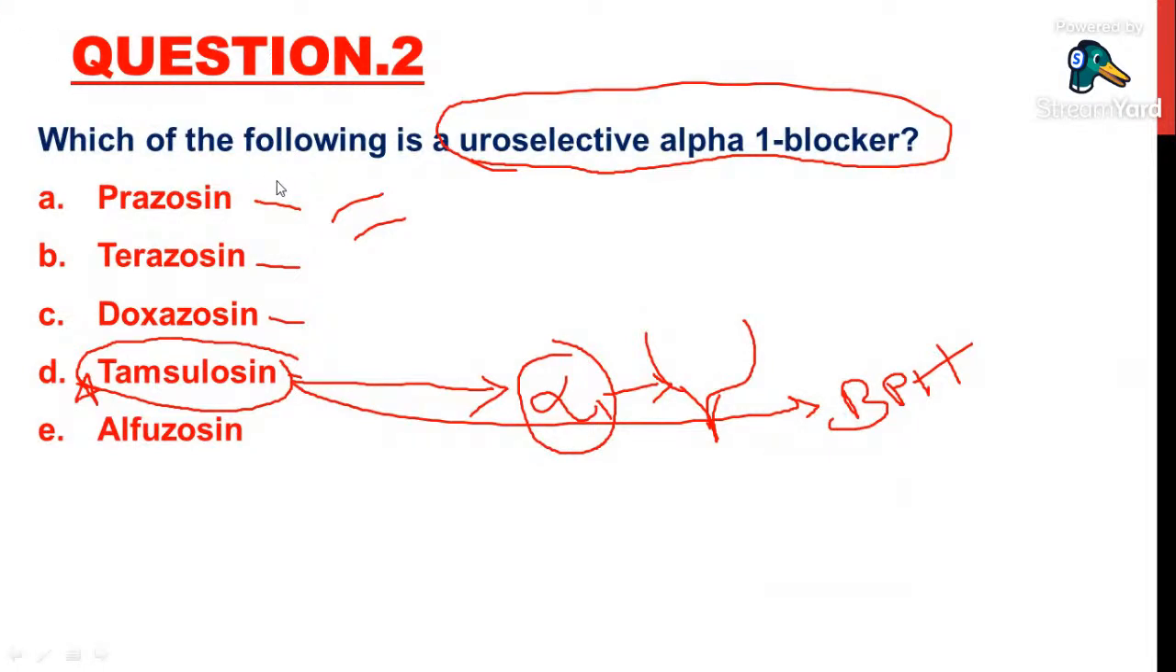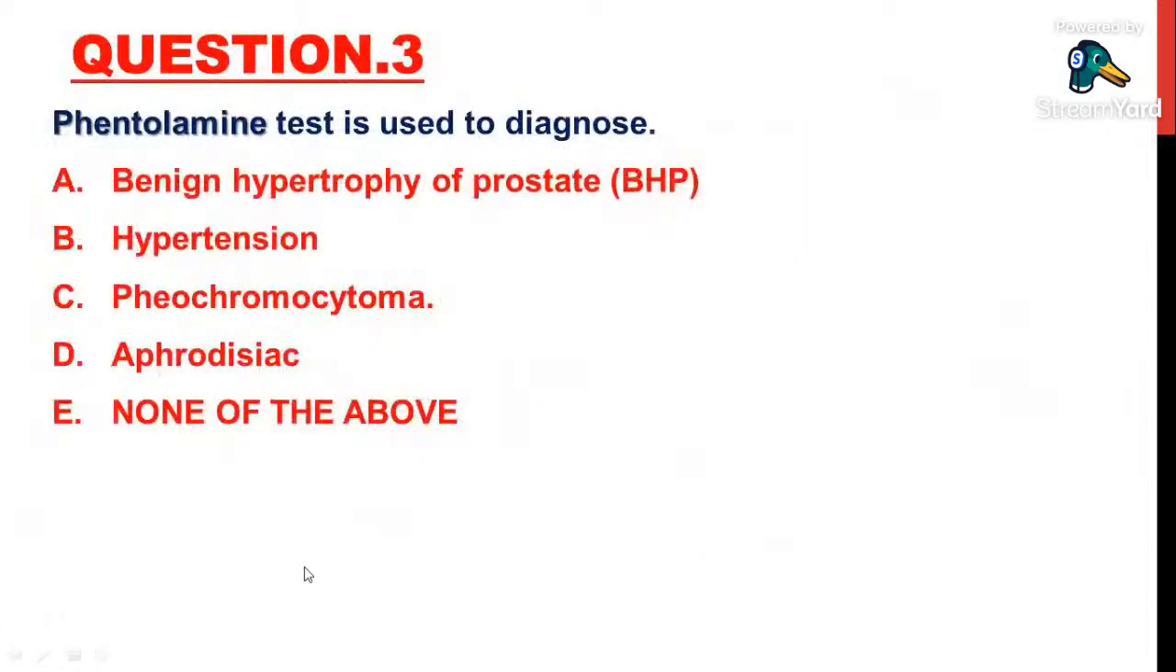Now the question is very simple. Among all the following alpha 1 blockers, which one of the following drugs is a uroselective alpha blocker? Among all these drugs, tamsulosin is the uroselective alpha blocker. Simple. Other drugs will block alpha receptors on the urinary bladder as well as on the GI tract as well as on the blood vessels. But tamsulosin is the only drug which will block especially on the urinary bladder. I think this question is also clear to you all.